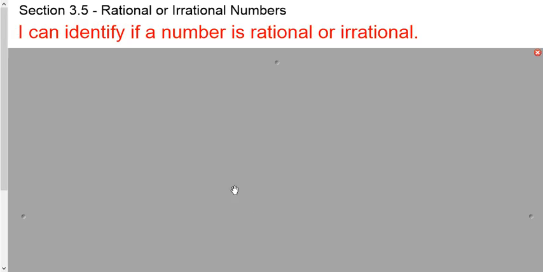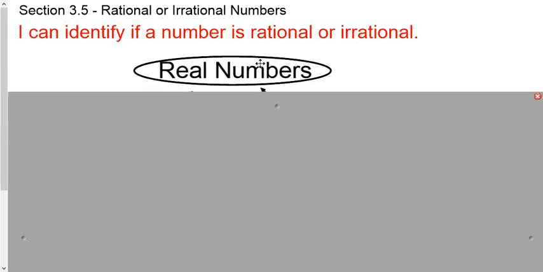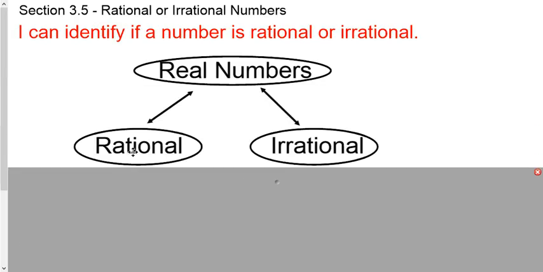To take a look at identifying rational and irrational numbers. And before we do that, we need to give you a little bit of background about how they fit together in the number world. First off, there's a whole family of numbers called real numbers, and it's made up of all rational numbers and all irrational numbers.